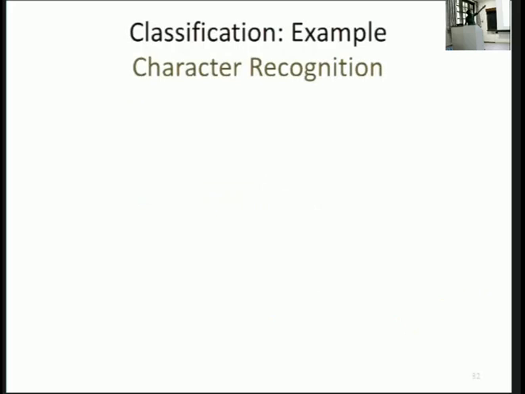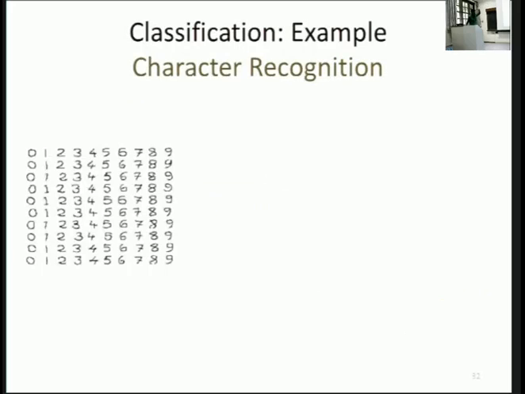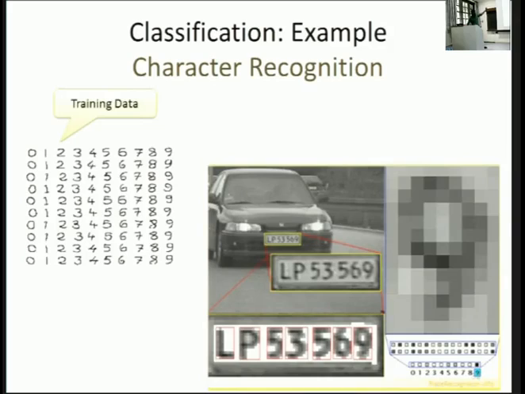In the case of classification, one example would be character recognition, or number recognition. You have 0, 1, 2 up to 9, and you have the images of them. Your algorithm has to predict, given a new image, what number it is.